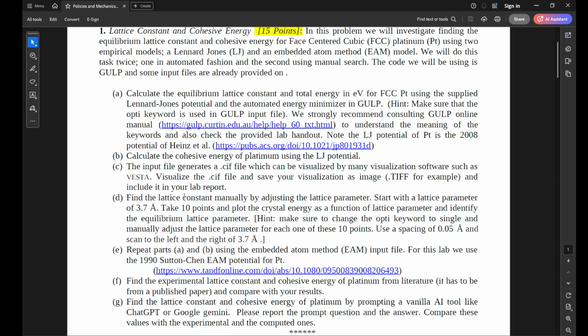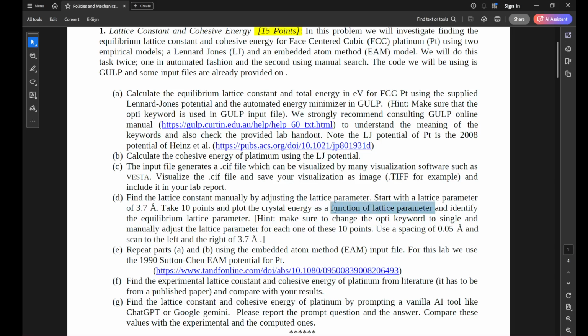We are requested to find the lattice constant manually rather than using an automated algorithm like the Newton-Raphson algorithm that's implemented in GULP, by adjusting the lattice parameter. Start with a lattice parameter of 3.7 angstrom. Take 10 points and plot the crystal energy as a function of the lattice parameter.